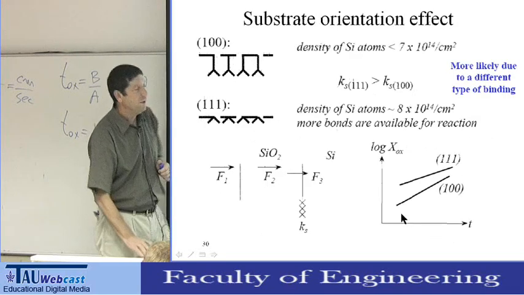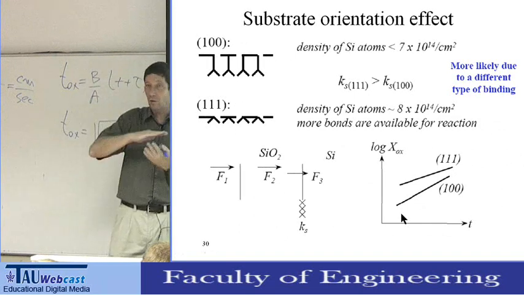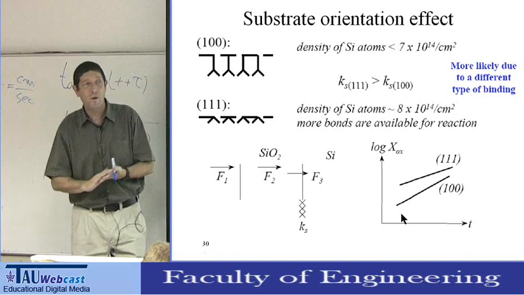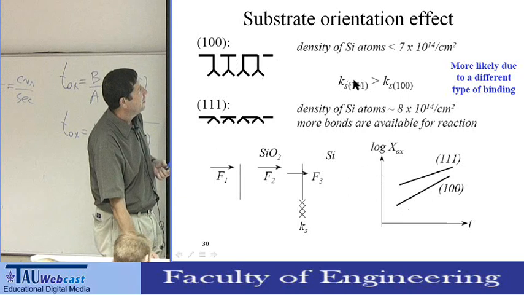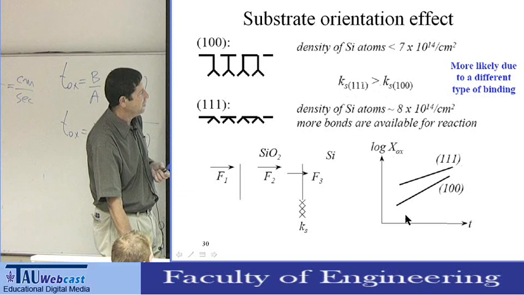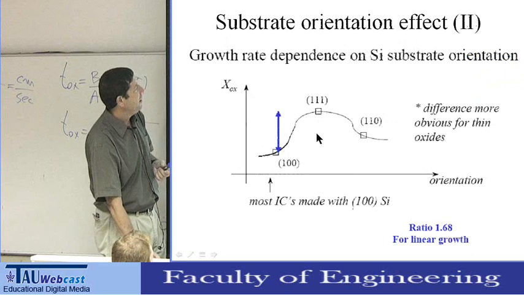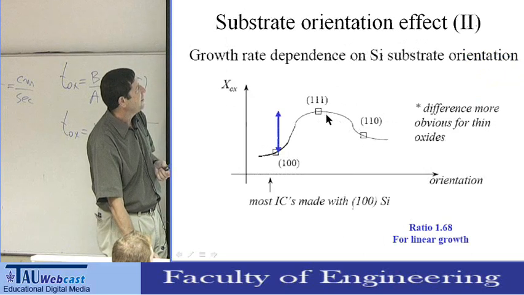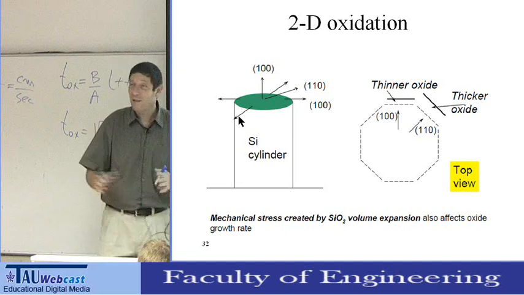Now let's talk about some effects in oxidation. The oxidation depends on the orientation. If you oxidize 111 silicon, you get a different oxidation rate than 100 silicon. Actually, 111 silicon oxidizes faster than 100. It's an interesting effect. 110 oxidizes less than 111 and faster than 100. Now, the situation can be more complicated.